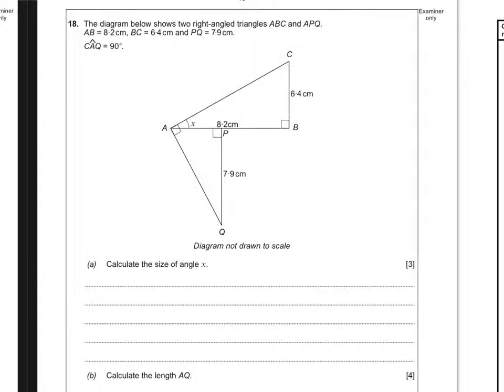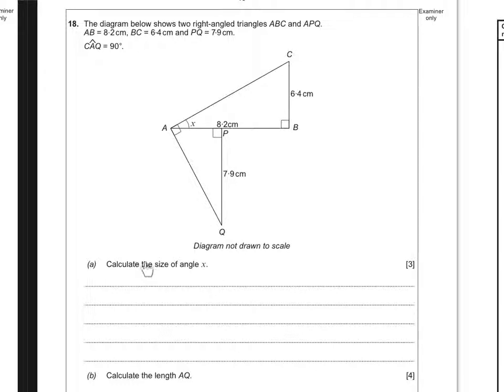For question 18, the diagram below shows two right angle triangles, ABC and APQ, which are joined together. We've been told A to B is 8.2, B to C is 6.4 and P to Q is 7.9. And the angle CAQ makes 90 degrees, so CAQ is a 90-degree corner. That's going to be important for the second part of the question.